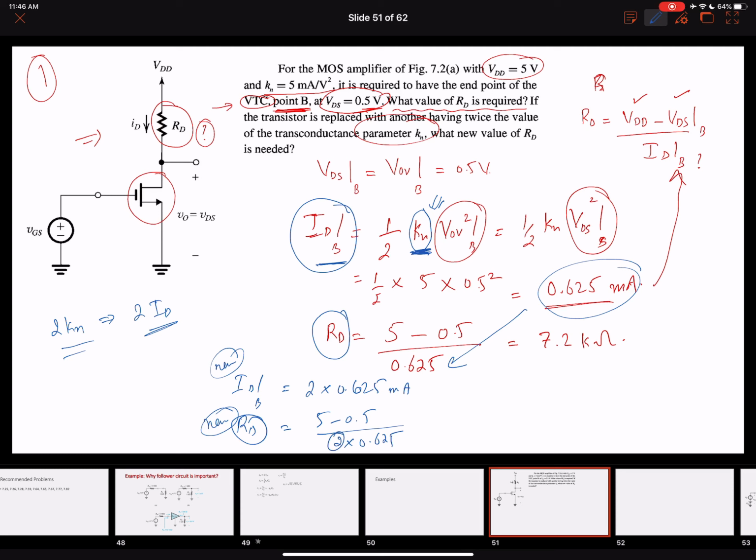It is the same value. So it will be 7.2 kilo ohms divided by 2. So the answer is going to come out to be 3.6 kilo ohms.